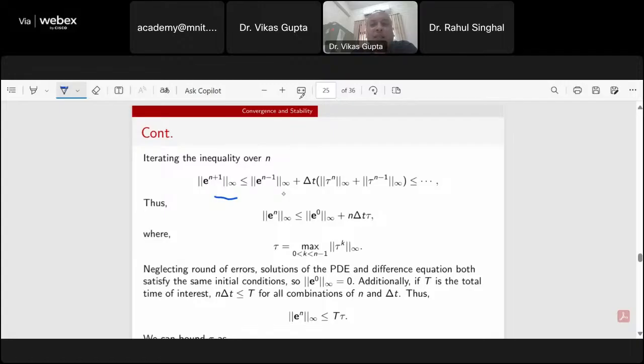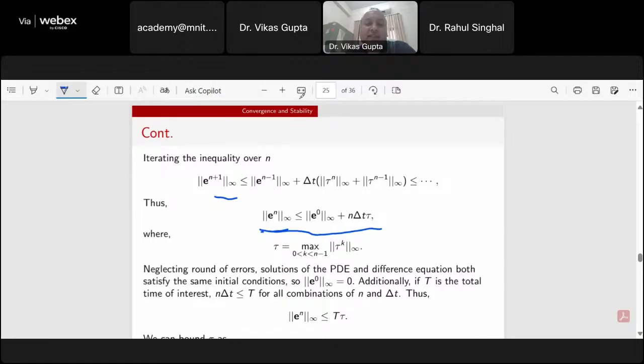norm En plus 1 infinity will be less than or equal to norm En minus 1 infinity plus delta t norm tau n infinity plus norm tau n minus 1 infinity, which will be less than or equal to norm En minus 2 infinity plus delta t, inside the bracket, norm of tau n infinity plus norm of tau n minus 1 infinity plus norm of tau n minus 2 infinity, and so on. So iterating in this way, we are getting this kind of error inequality.